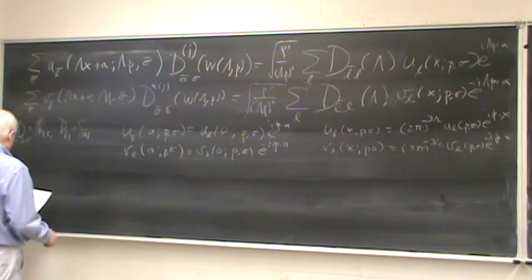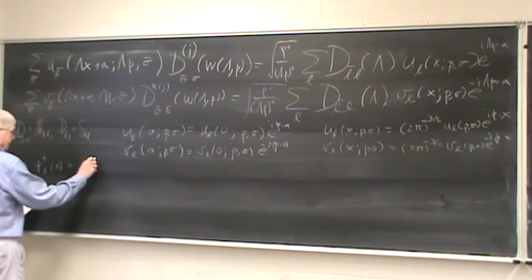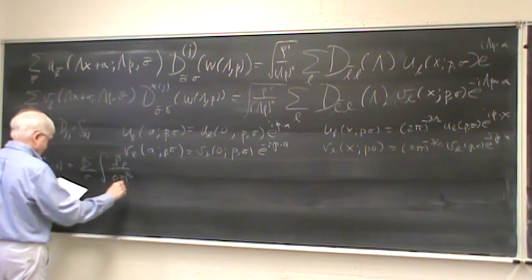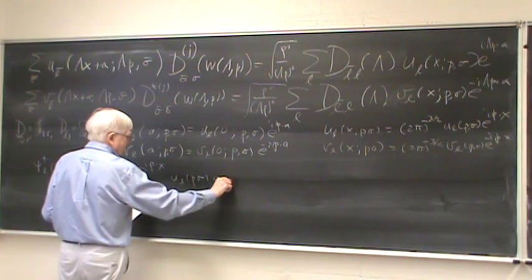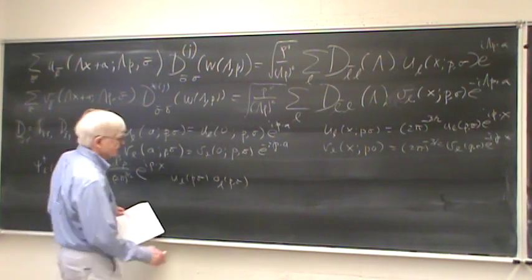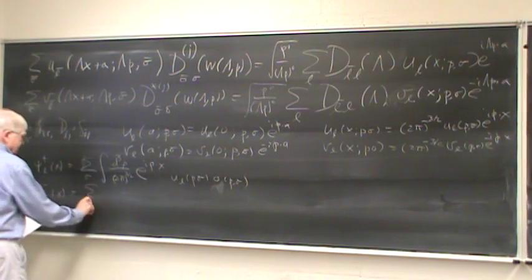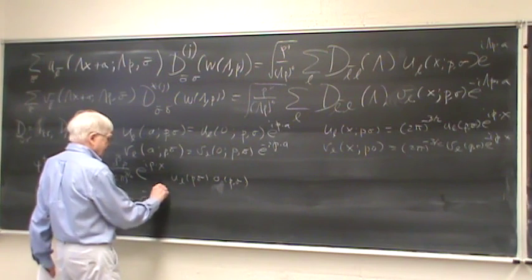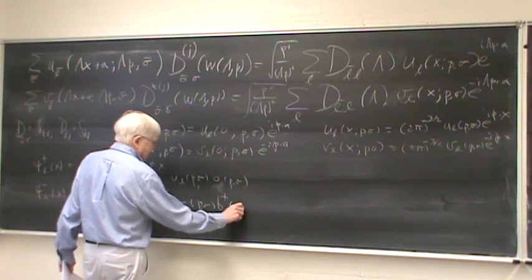That means that the fields are Fourier transforms, so psi plus L of x is, I'm going to write it slightly differently, sum on sigma integral d cubed p over 2 pi to the 3 halves, e to the i p dot x, UL of p and sigma, A of p and sigma. There's no AL of p sigma; it's A of p and sigma. And psi minus L of x is sum on sigma integral d cubed p over 2 pi to the 3 halves, e to the minus i p dot x, VL of p and sigma, A dagger of p and sigma.